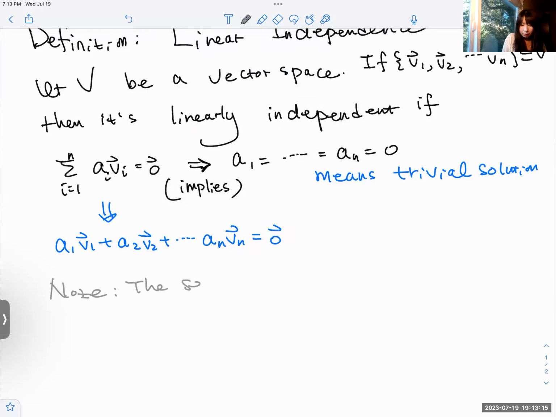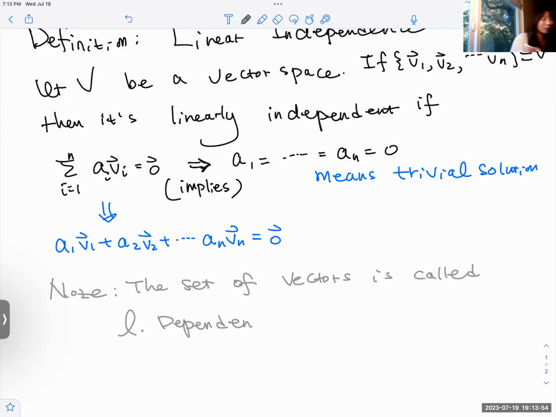Now they say that the set of vectors is called linearly, let me denote it this way, linearly dependent, because we are using linearly independent and linearly dependent, right? You can read it. Linearly dependent, if it's not linearly independent.